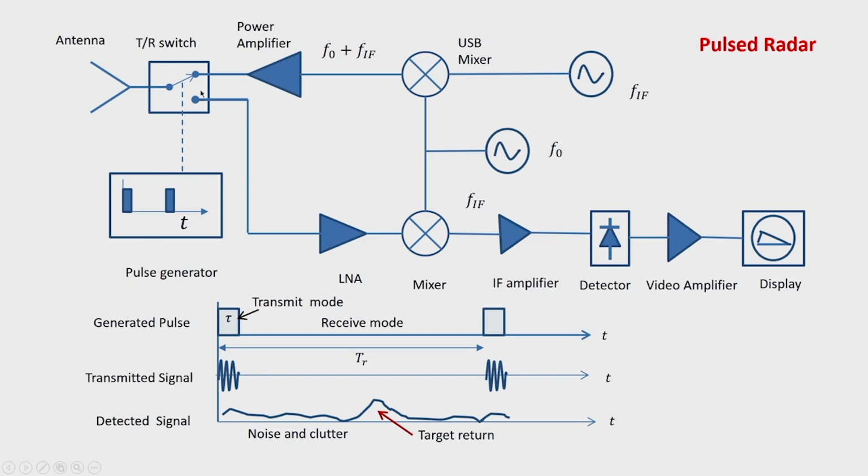So, when this switch is connected here, the signal having frequency F naught plus FIF is transmitted by the antenna, and then this switch is moved to the other location and the antenna goes in the receiving mode. So, during this period, in the transmit mode, we essentially transmit an RF pulse which is having frequency F naught plus FIF, and it is active for a duration tau.